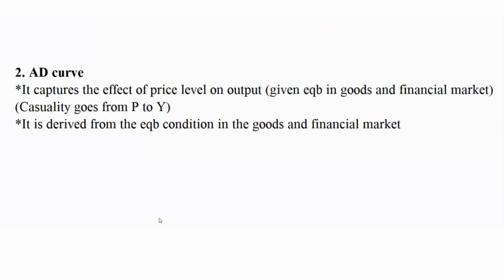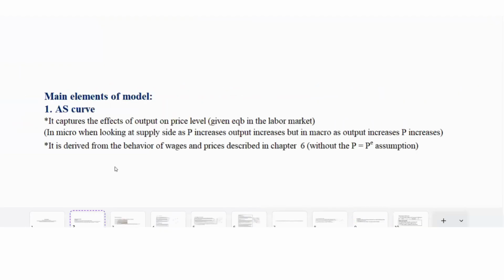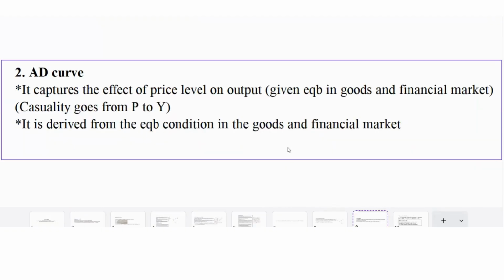We were looking at the AD-AS model. We discussed the first component, the AS curve, where let's just go back to what we discussed in that. We discussed how the AS curve captures the effects of output on price level, and we derived it from a WS-PS model. Now we want to discuss the second component, which is the AD curve.